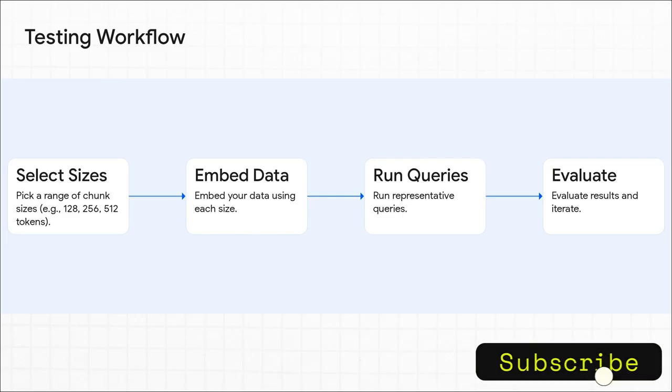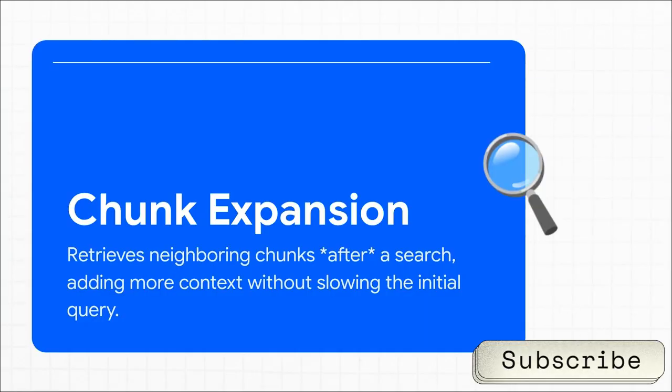It's science. And here's one last powerful technique to have in your back pocket: chunk expansion. The idea is brilliant and simple. You search using small, focused chunks for maximum speed, but once you find the best match, you also grab the chunks directly before and after it. This adds way more context for the LLM to work with. You really get the best of both worlds, a fast initial search and a rich, contextual final answer.